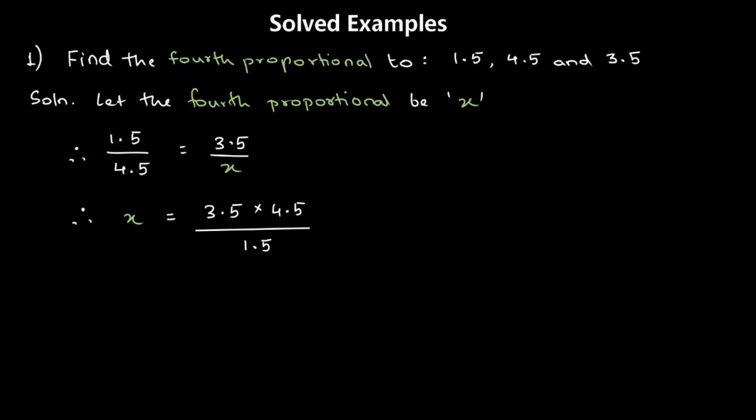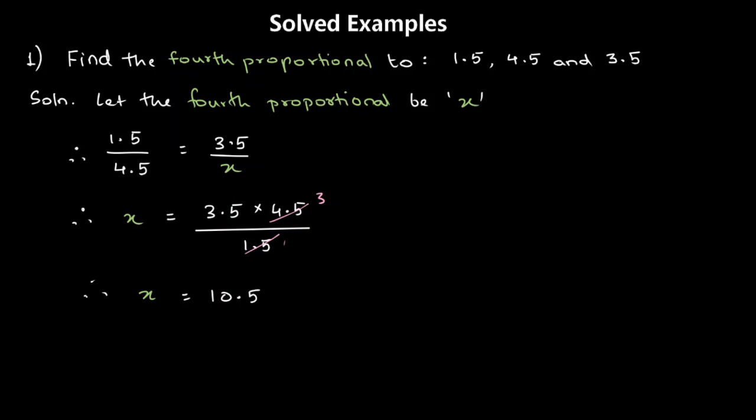Now just a quick cancel out. This is 15 and 45 over here, so we know 15 ones are 15, 15 threes are 45, so all we are left with is 3.5 into 3. So I can easily say x is equal to 3.5 into 3, which is 15, 1 carry, 9, 10, so it's 10.5.